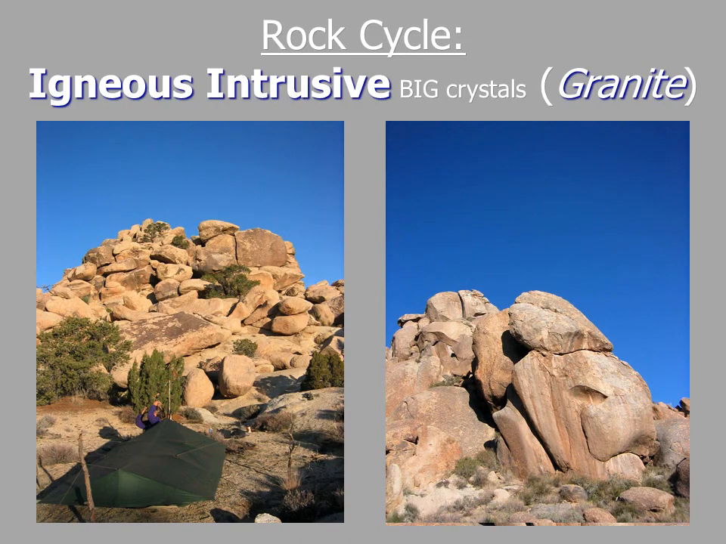All right, igneous intrusive. Magma that cools in the subsurface has a long time to cool, so the crystals get bigger. An example is granite, and everybody loves granite. It erodes into rounded forms.